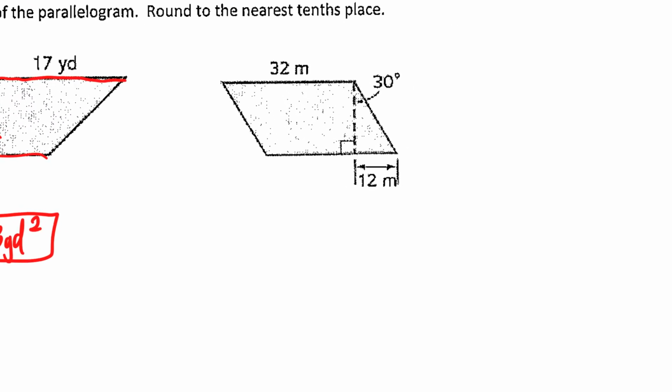Okay, and on this one, what's the base of this parallelogram? 32. Now we need to find the height. If this side is 12 on this 30, 60, 90, how am I going to find the height here? Times the square root of 3. So 12 times the square root of 3. What is that as a decimal? 20.78. So the area is 32 times 20.78, which is 664.96.